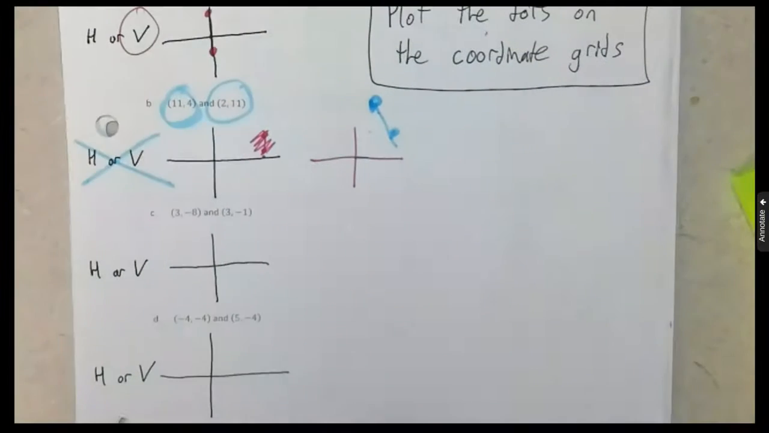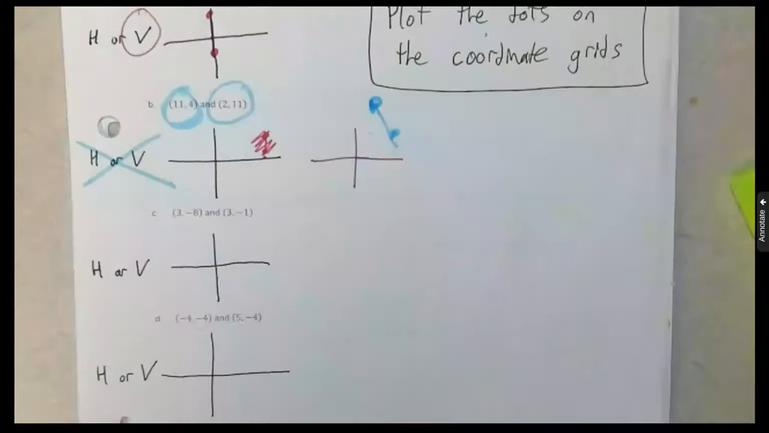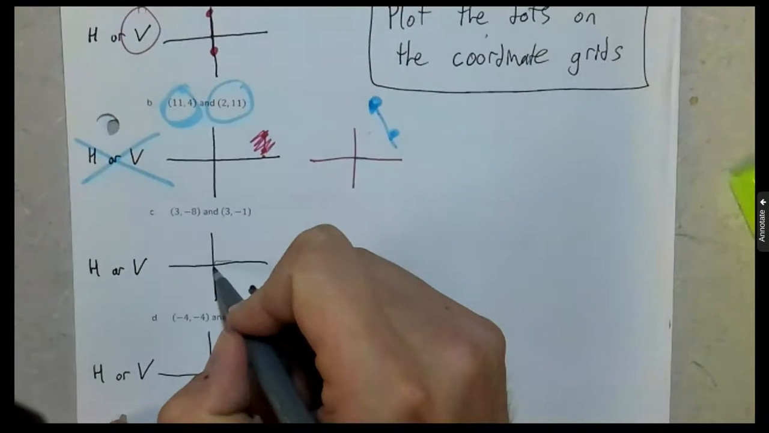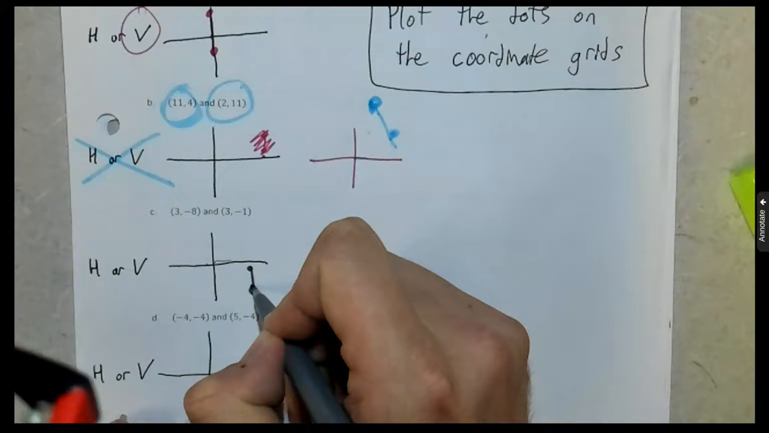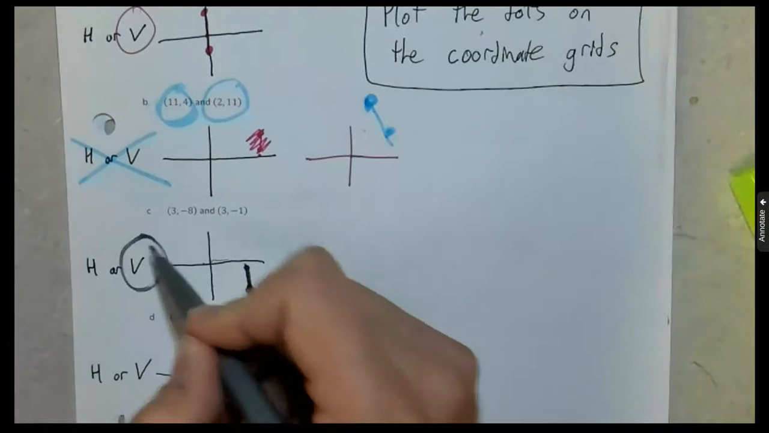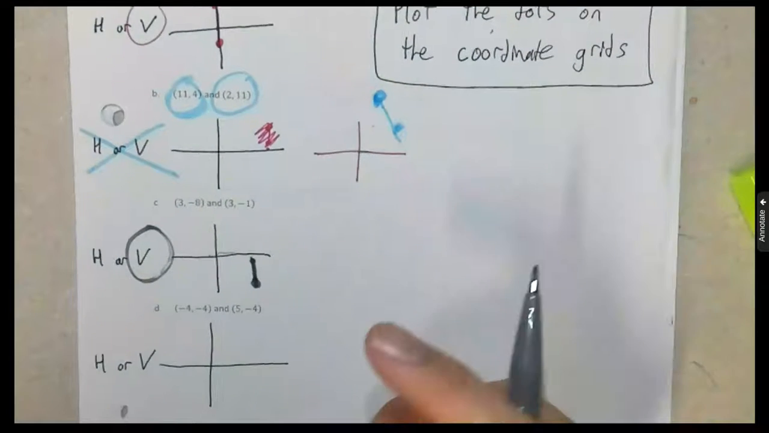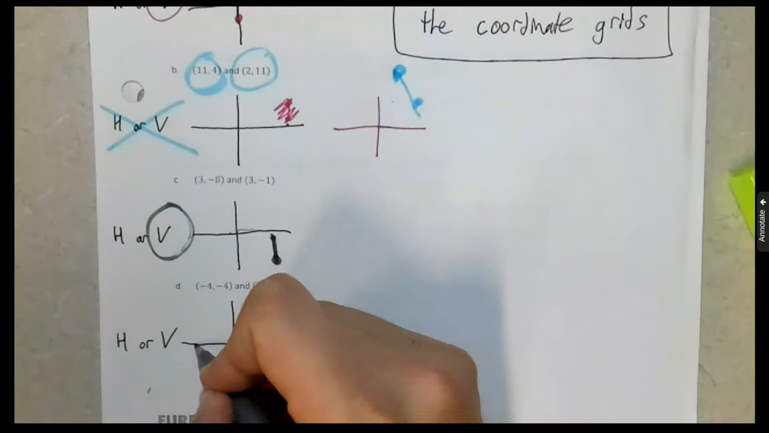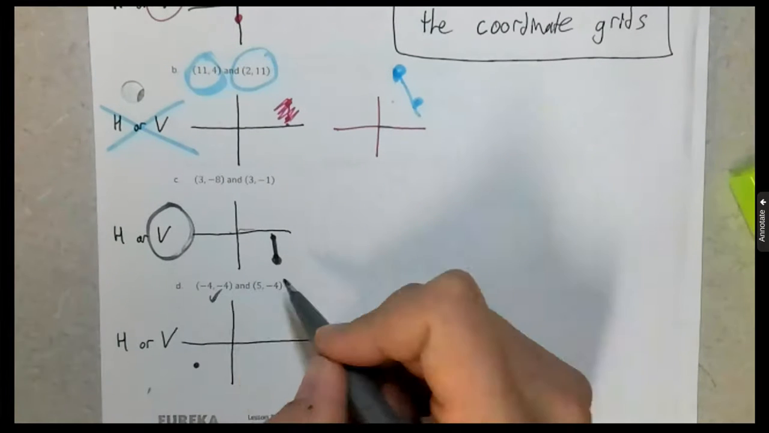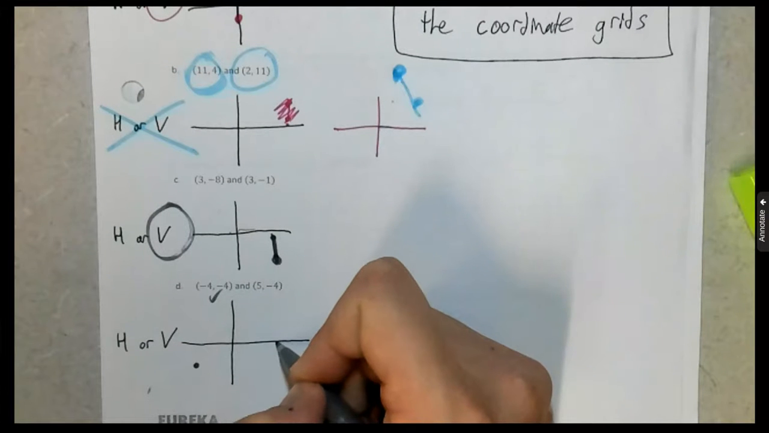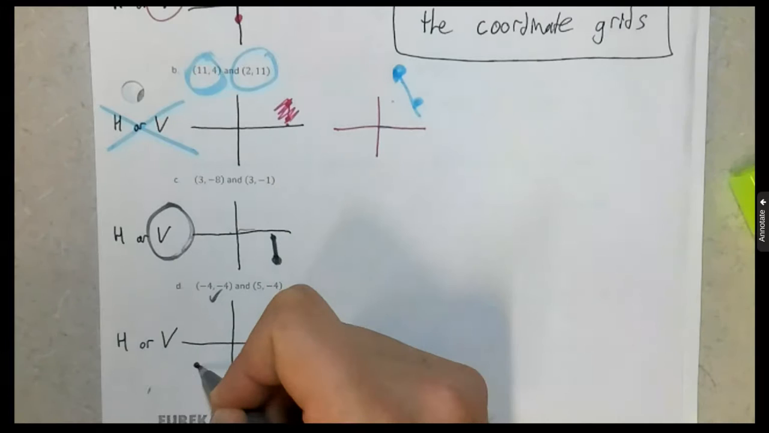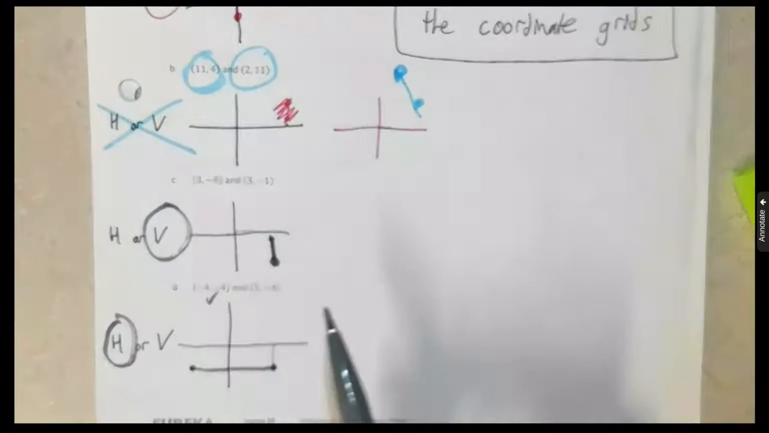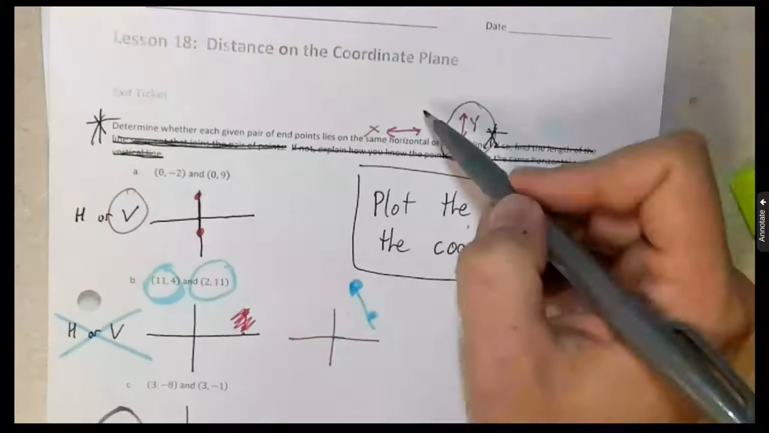Next, if I can get it right this time without messing up. Over 3 down 8. Let's say that's somewhere right here. Over 3 down 1. Again, that looks to be vertical. And finally, our last one, (-4, -4). So back 4, down 4, and over 5, down 4. That looks like our one: horizontal, going across, on the x-axis.